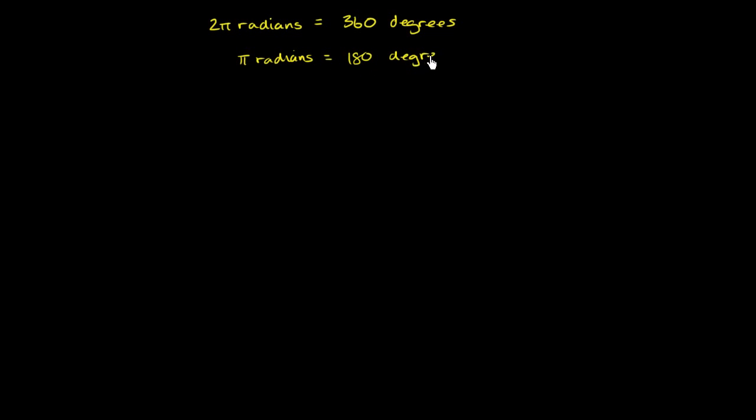Or another way to think about it, going halfway around a circle in radians is pi radians. Or the arc that subtends that angle is pi radiuses. And that's also 180 degrees.